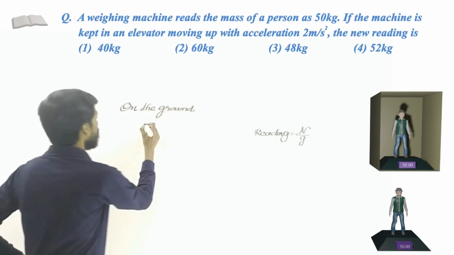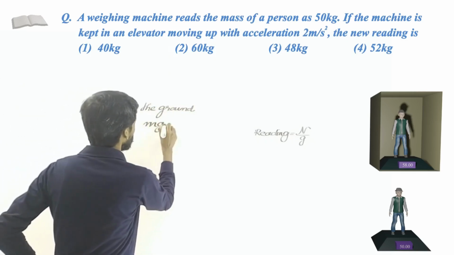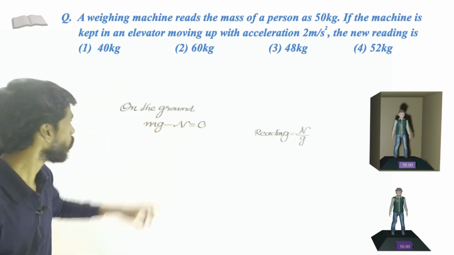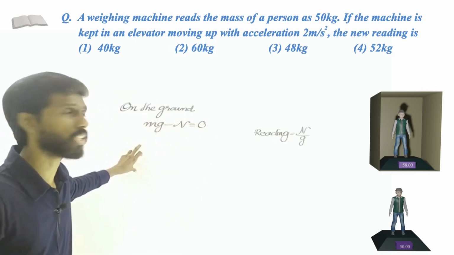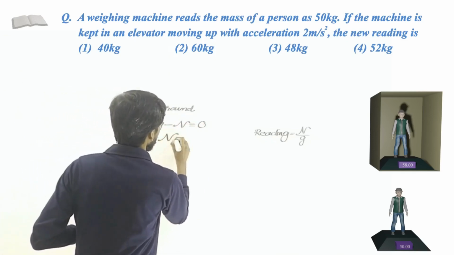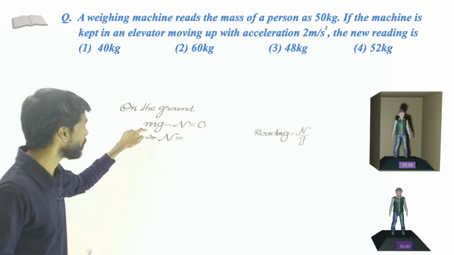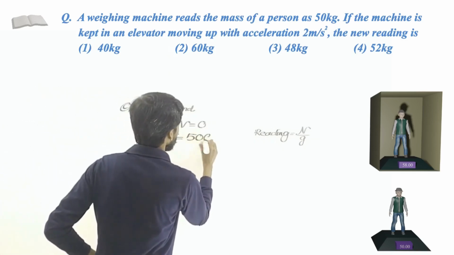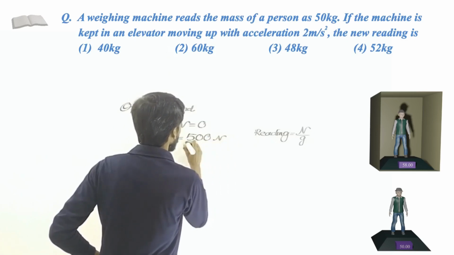We know that mg minus the normal reaction equals 0 because the object is not moving. So the normal reaction is equal to mg. So what is the normal reaction here? Mass multiplied by g. The mass is known, right? That is 50 kilograms. So 50 multiplied by g, 10 you can take. So 500 Newton.